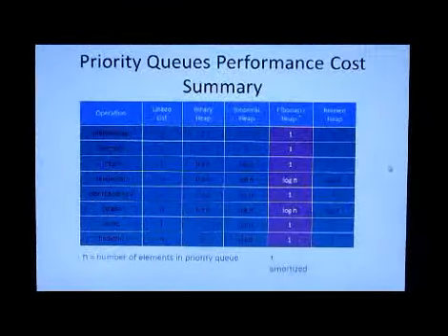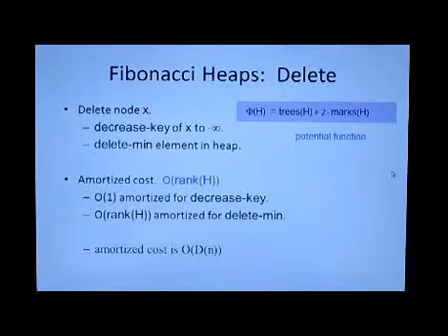We have the operation delete. The operation delete can be implemented simply by decreasing the key of the element to be deleted to minus infinity, thus turning it into the minimum of the whole heap. Then we call extract minimum to remove it. The amortized running time of this operation is O(log n).